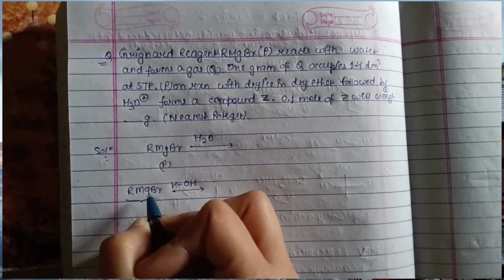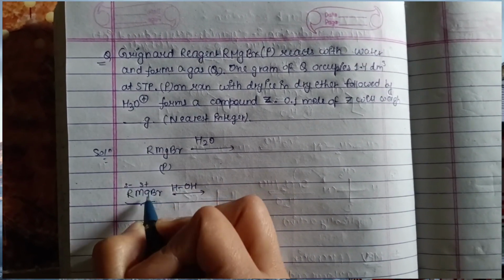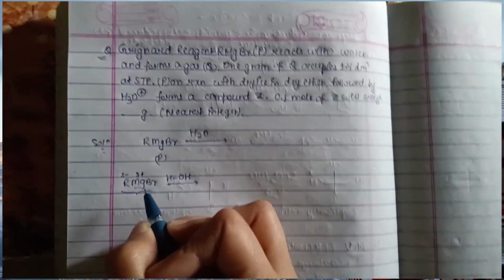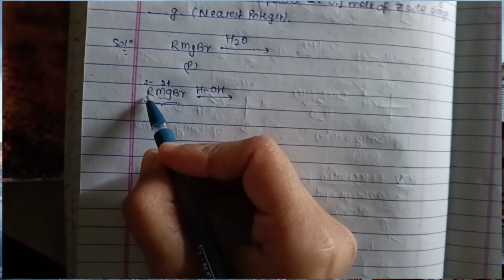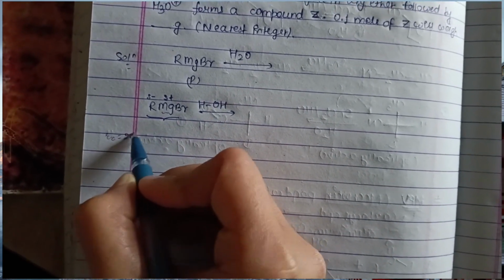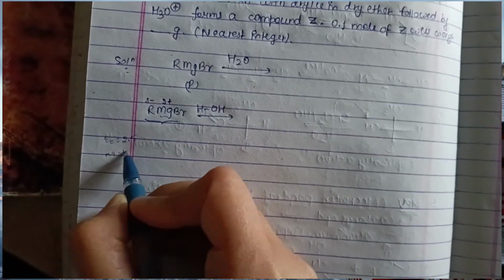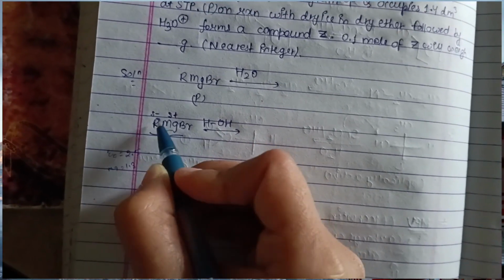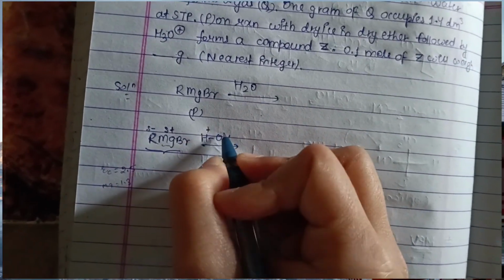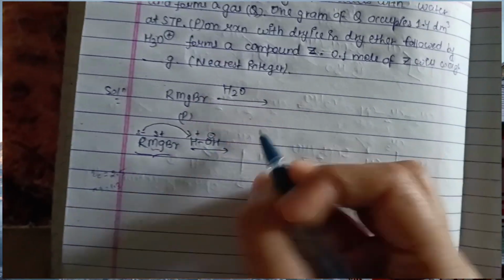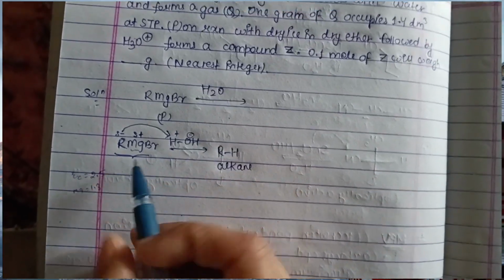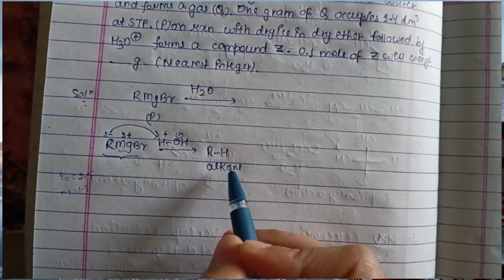We know that in RMgBr, this R is delta minus and Mg is delta plus, because Mg is metallic. The electronegativity of carbon is greater than that of magnesium. I think the electronegativity of carbon is somewhere around 2.5 and that of magnesium is 1.3. So this R, which means some carbon chain, has more electronegativity, so it will have delta minus. Now this delta minus will react with H plus and OH minus and form alkane. This is also what we remember, that when a Grignard reagent reacts with water, it gives us alkane.